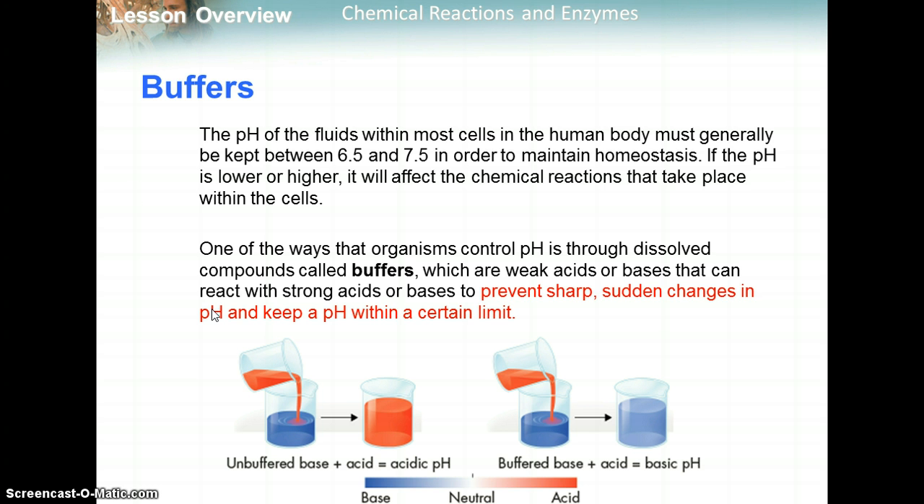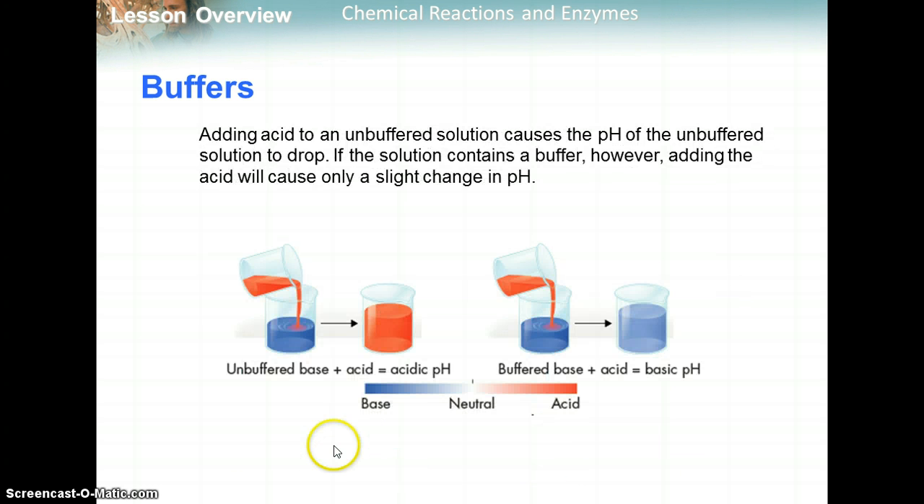Buffers. Okay, a buffer is very important for homeostasis. The pH of the fluids within most cells in the human body must generally be kept between 6.5 and 7.5, about neutral. If the pH is lower or higher, it will affect the chemical reactions that take place. One of the ways that pH is controlled is the use of a buffer, which is a weak acid or base that prevents a sharp, sudden change in pH and keeps the pH within a certain limit.